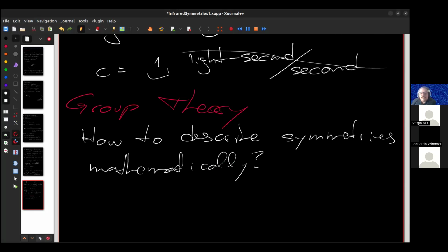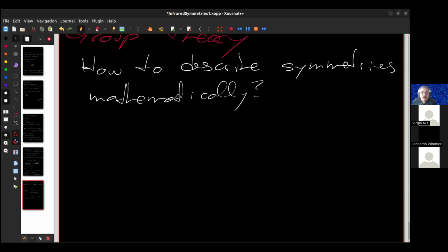It could be in classical mechanics, it could be in particle physics, it could be in general relativity, it could be in any topic in physics. What should I ask of a mathematical structure to say this describes a collection of symmetries? And to answer this, it is particularly useful to choose one particular collection of symmetries and see how this collection of symmetry behaves. So what we're going to do here is we're going to pick rotations.